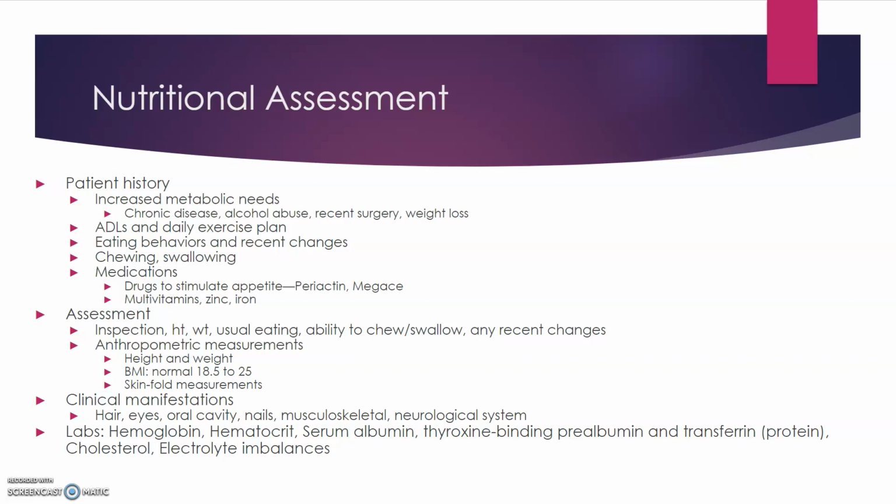Labs that we can do for this would be an H&H. We can look at serum albumin. We can look at thyroid, because maybe they're not eating well because their thyroid is off. Cholesterol, electrolyte imbalances, lipoproteins, and lipid panels, all those different types of things for nutritional assessment.